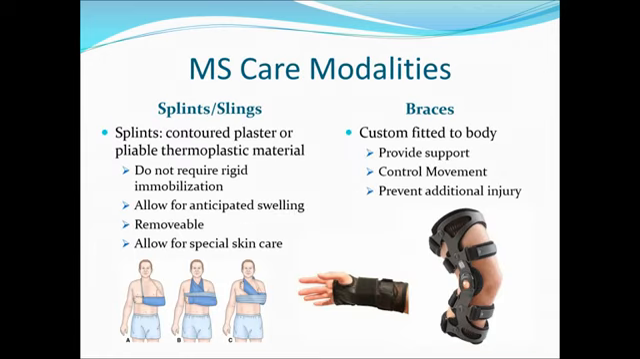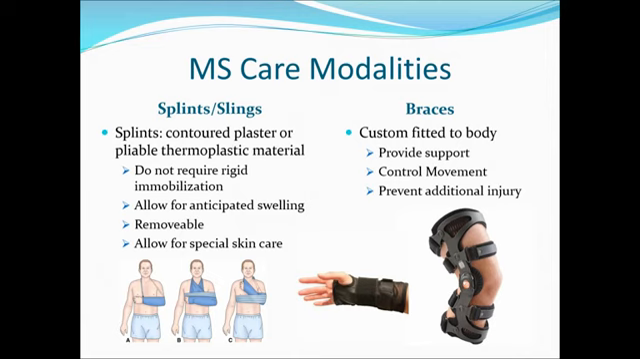So now we're going to switch to some care modalities and just hit the highlights of these, because you may be using them as part of your clinical practice. So splints and slings: splints are contoured plaster or some sort of pliable thermoplastic material. These are for situations that do not require rigid immobilization.